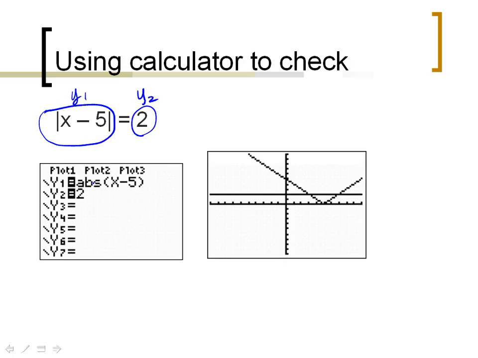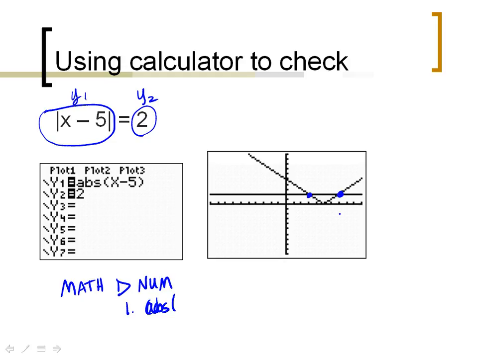Now to get absolute value on the calculator, you have to press the math menu, use your right arrow key to the number menu, and then select number 1, which is ABS. And then I input 2 on the other side. Now absolute value of x minus 5, we haven't really talked about the graph of that, but any absolute value of a linear expression is going to be a V-shaped graph. We know what y equals 2 is. That's a horizontal line. So notice there are two places where these intersect.